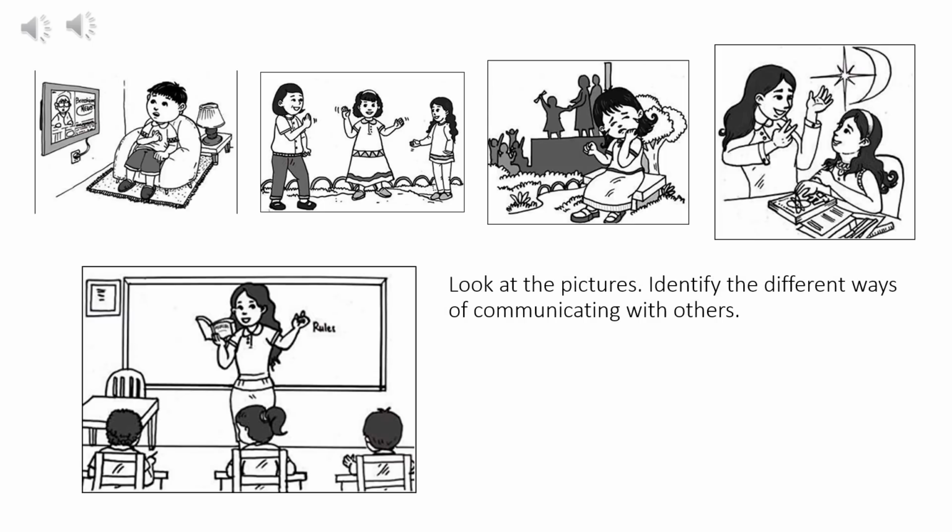After knowing the importance of communication, let us find out what are the different ways on how people communicate with one another. Look at the following pictures. Can you identify the different ways of communicating with others? Look at image 1. You have there a boy watching a television show. It seems to be a news show. What kind of communication is that?